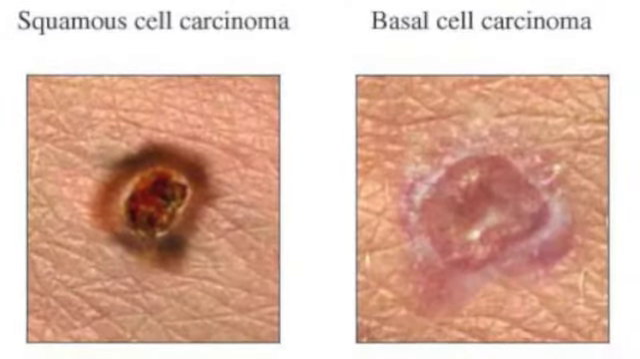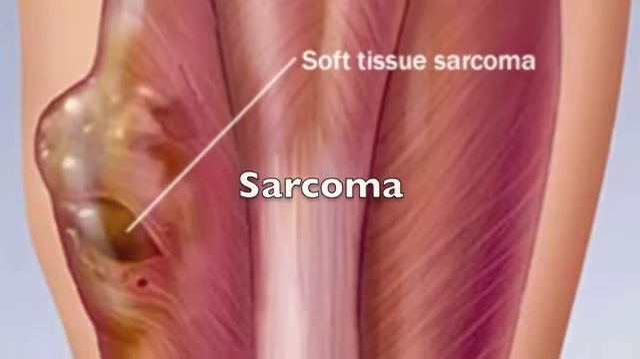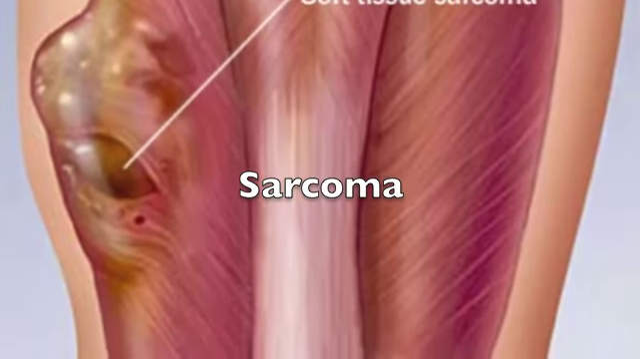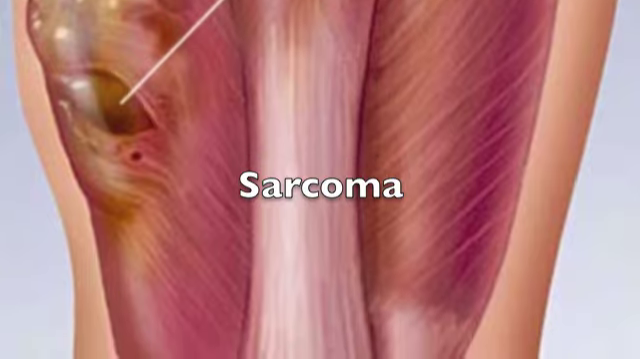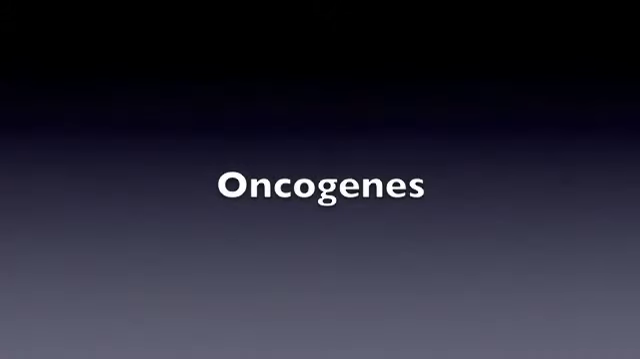Carcinoma is a cancer which originates from the skin. Sarcoma is a cancer that begins in the bone, cartilage, fat, muscle, blood vessels, or any supportive or connective tissue. An oncogene is a normal cell growth that has transformed into a harmful cell.